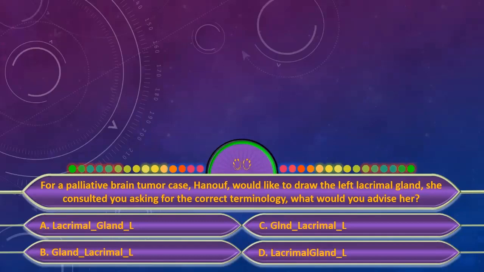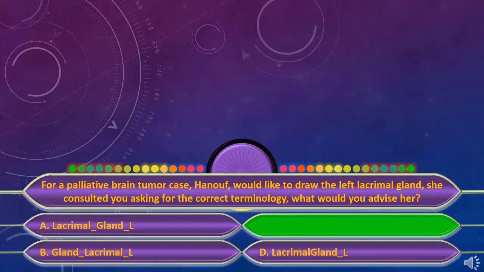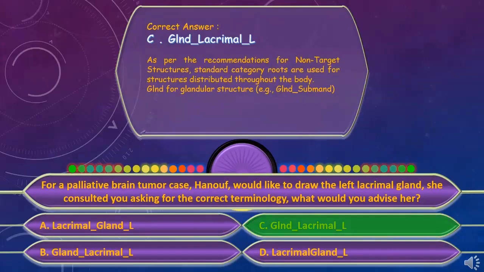So we have 35% of you choose C and D. You were there, but we mentioned something about this. We don't use the full name for the gland, right? So it should be C. As per the recommendation for non-target structures, standard category roots are used for structures distributed throughout the body, GL and D, for glandular structures, example, gland, submandibular, and so on.